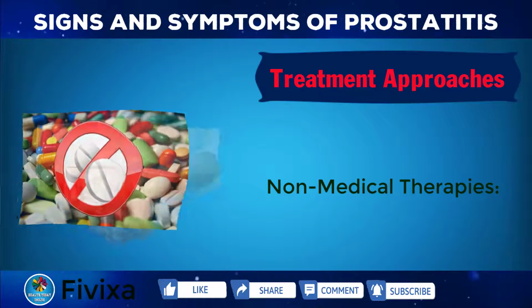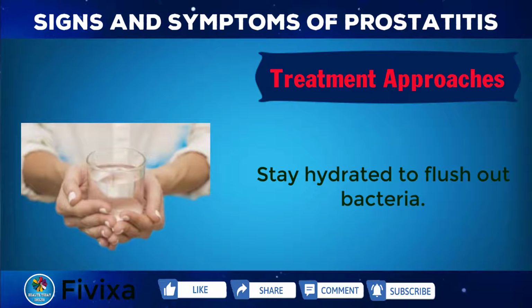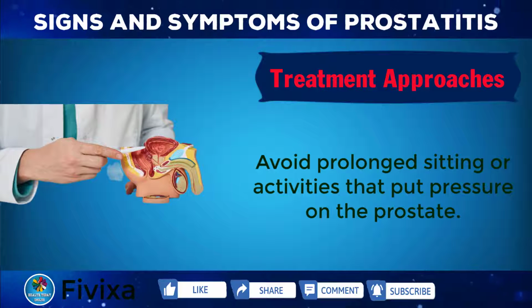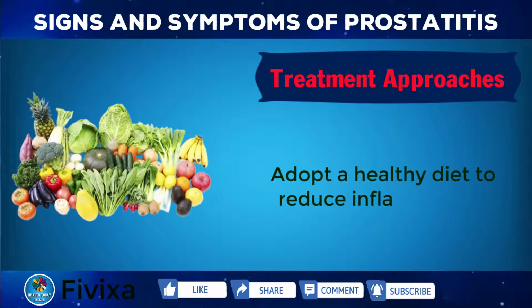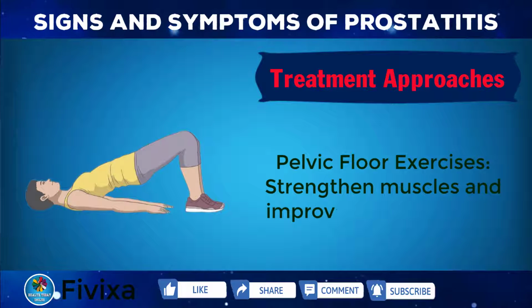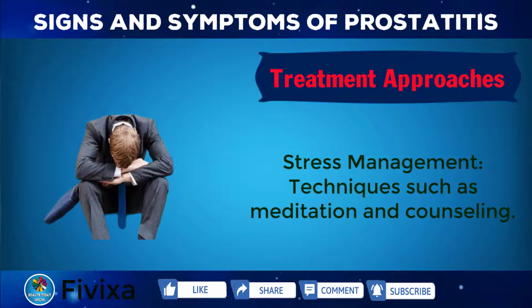Non-medical therapies. Lifestyle modifications. Stay hydrated to flush out bacteria. Avoid prolonged sitting or activities that put pressure on the prostate. Adopt a healthy diet to reduce inflammation. Pelvic floor exercises, strengthen muscles and improve urinary control. Stress management, techniques such as meditation and counseling.